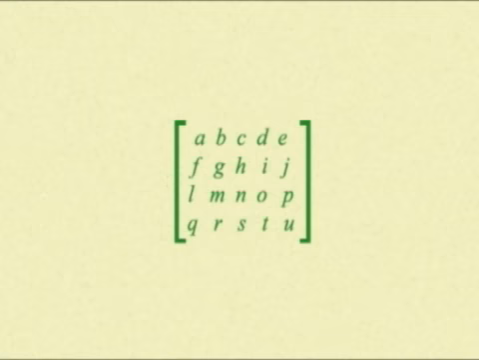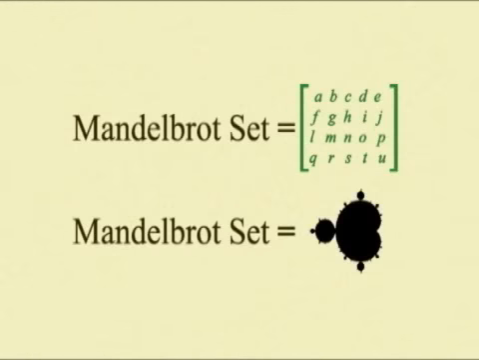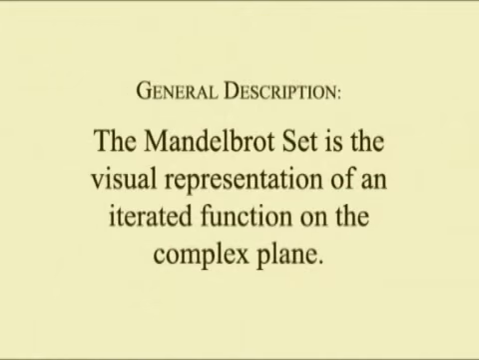In the purest sense, the Mandelbrot set is simply a group of numbers that display a certain unusual property. But since the set is always associated with an image that represents this property, we'll often use the term Mandelbrot set to describe the image itself. With that in mind, let's start with a general description. The Mandelbrot set is a visual representation of an iterated function on the complex plane.